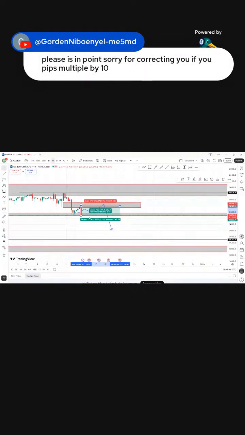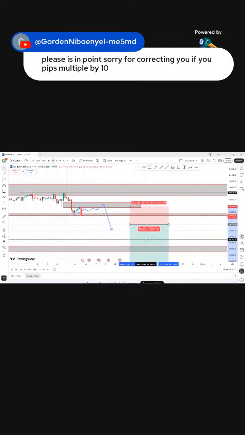Let me show you how you calculate pip on this particular TradingView. Where is it? This is it here. You see this first number, not this 5, this 583, that is the one you count. The last one you will not count. The last one will not join.